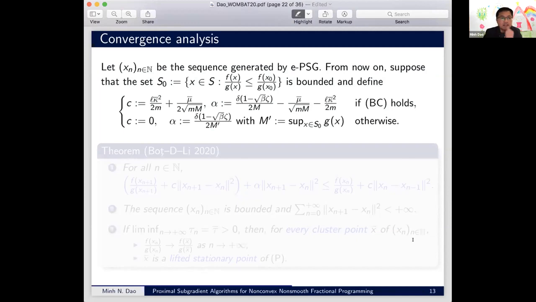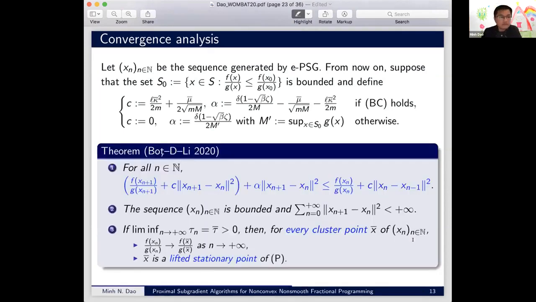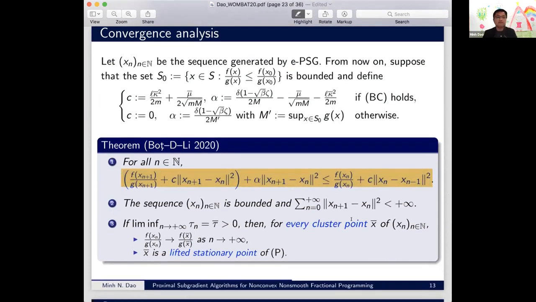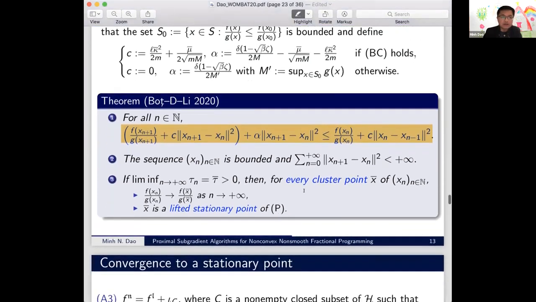Okay. So we can prove the convergence for the subsequence. First we have this important inequality for f over g, and we have that for every cluster point of x_n. For every cluster point x-bar of the sequence x_n, x-bar is a lifted stationary point, but we are not sure about it being a stationary point.